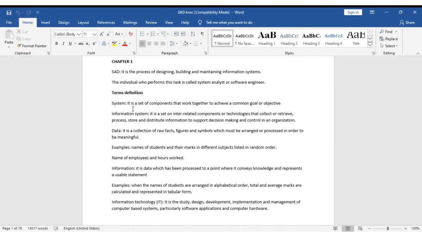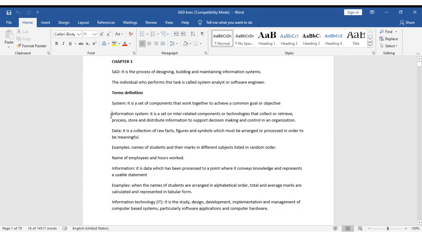Now, what do you find? If one of the components of a system is not working, what will happen? Your system will not function, because it will miss a component. So all these components, when they are combined together, work to achieve a goal or an objective.